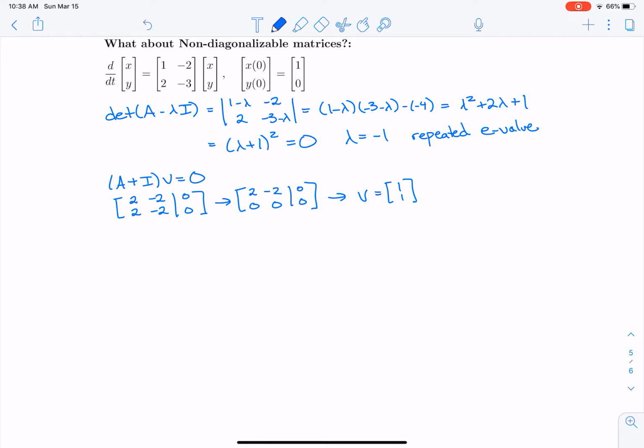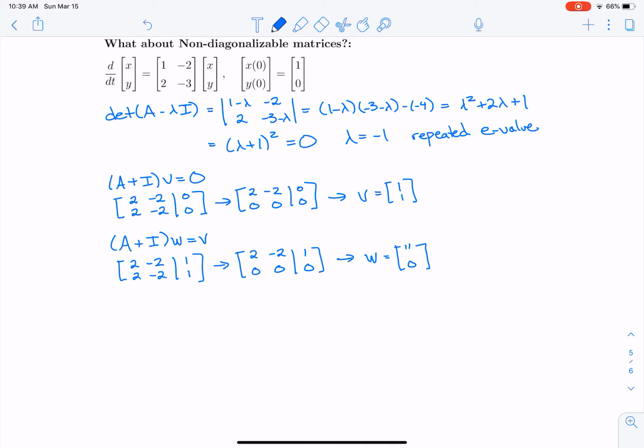If that's the only eigenvector, then I'm going to need to find a generalized eigenvector. So I'm going to need to solve (A plus I) times w equals v. When I solve that, I still have the matrix [2, -2; 2, -2], but now the right-hand side is (1, 1). Notice that the second row is still a multiple of the first, so I can just subtract the two rows and get a row of zeros on the bottom. Then our convention was to make the second component 0. If we do that, the first component has to be 1/2. And that's our generalized eigenvector.